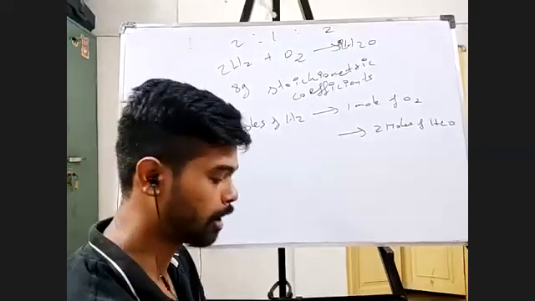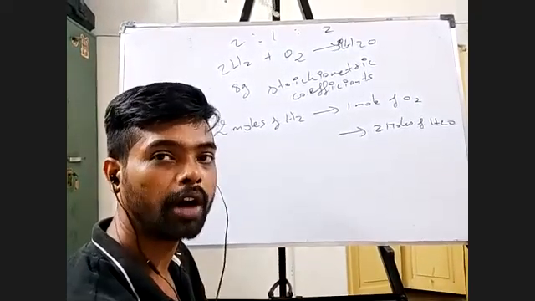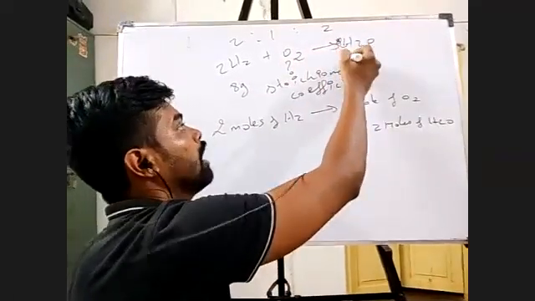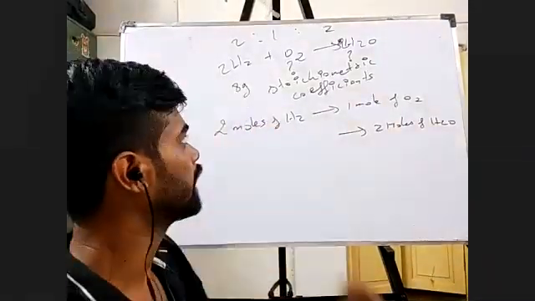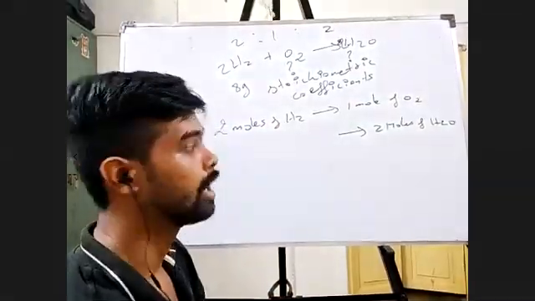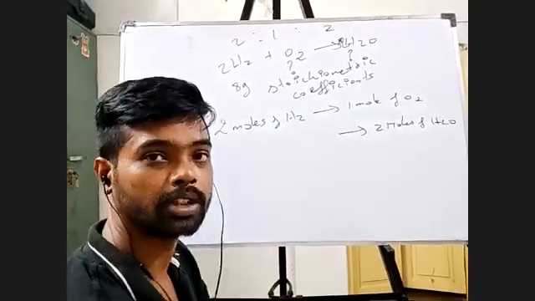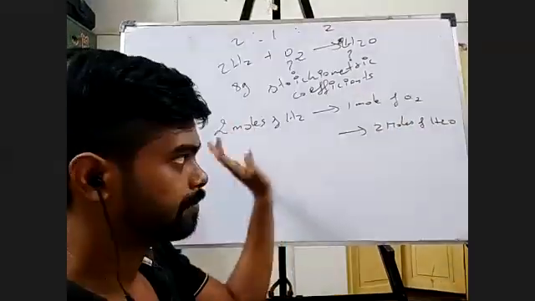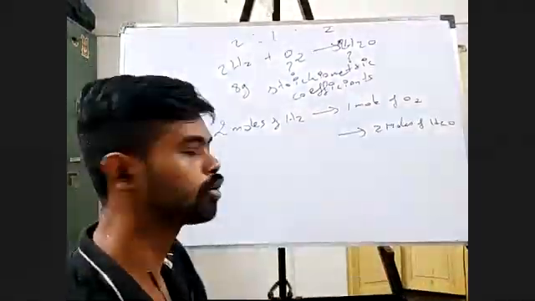How many grams of O2 is required and how many grams of H2O are formed? So I have to find the data about O2 and the data about H2O. They are given that 8 grams of H2 is there. How many grams of O2 is required and how many grams of H2O is formed? Now we know the statement: 2 moles of H2 combines with 1 mole of O2 to form 2 moles of H2O.